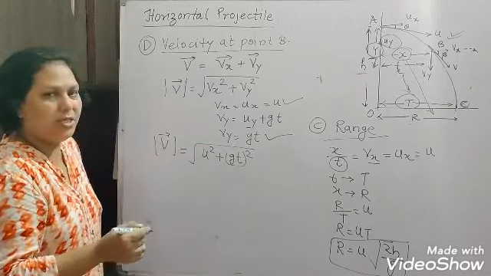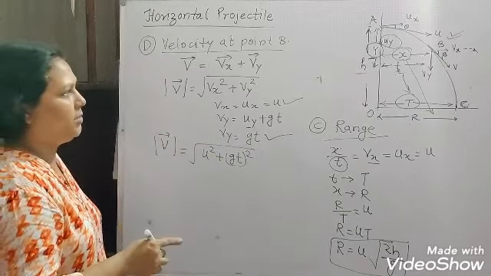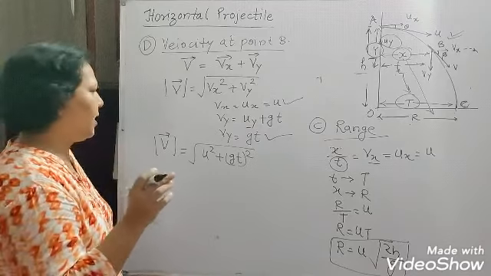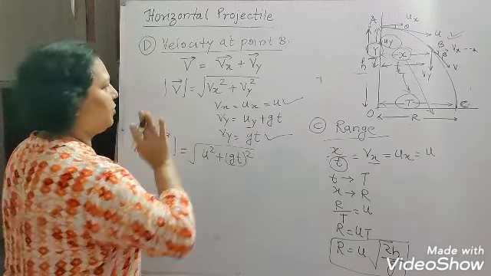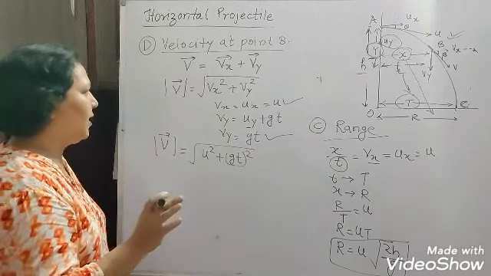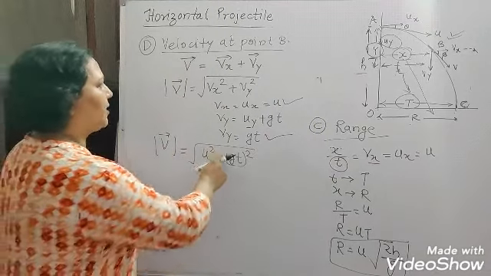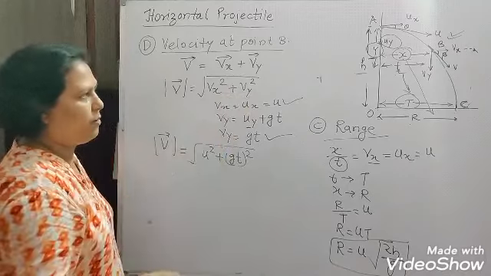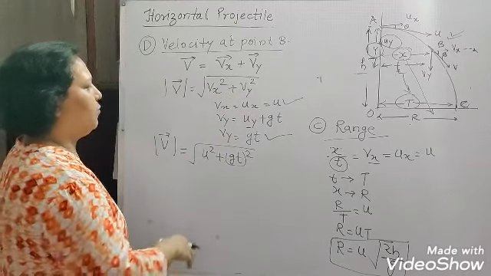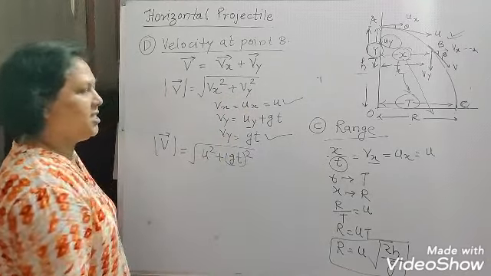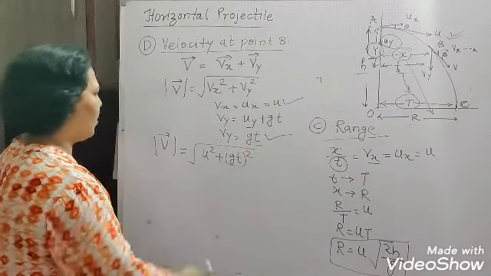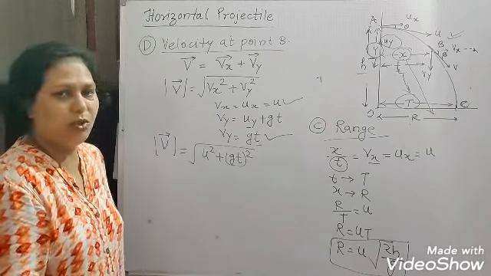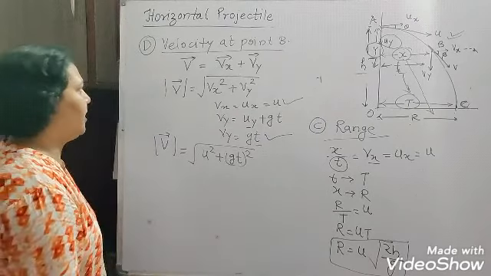So this will be the resultant velocity at point B, or at any point you can calculate this velocity just by putting the value of vx and vy. Vx is always equal to ux, or equal to u, in this type of projectile motion, and vy is given by gt. So whatever time is there, you will change the time, and according to that the magnitude of velocity also will be changed here.